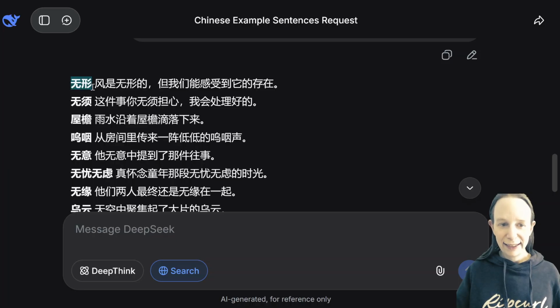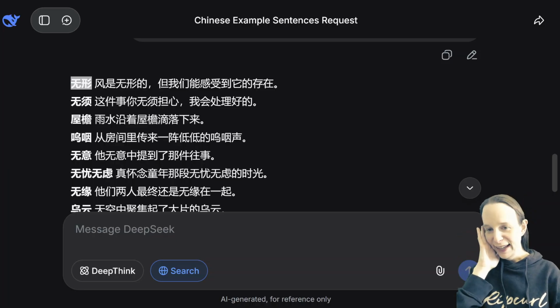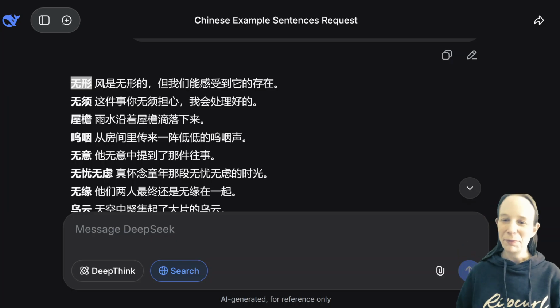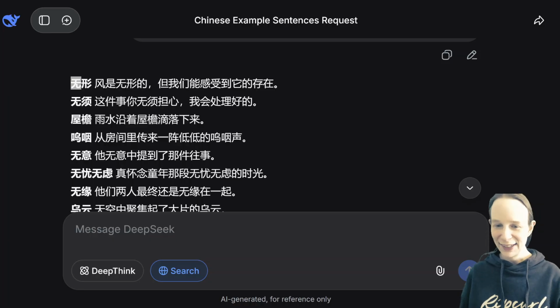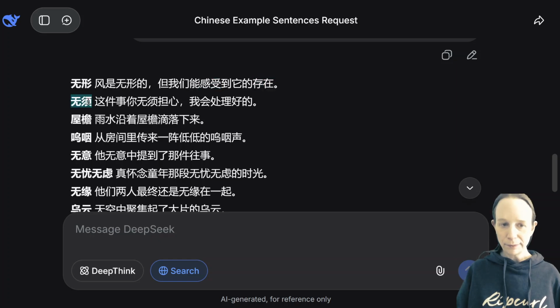So, 无形. Most of these I know, well, maybe half I already know. 无形. 风是无形的. So 形 is shape, and 无 is the negation. It talks about the non-existence of something. So the non-existence of shape. 风是无形的. So wind is shapeless. 但我们能感受到它的存在.